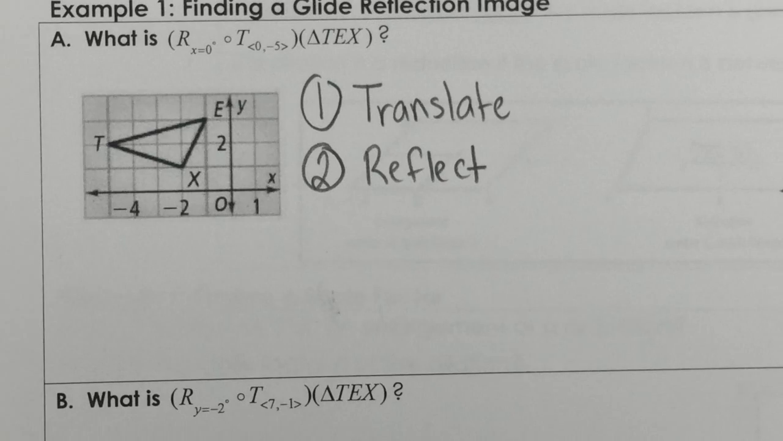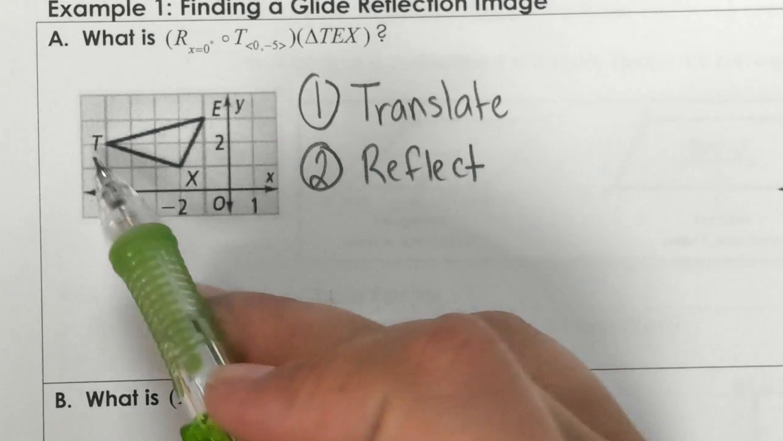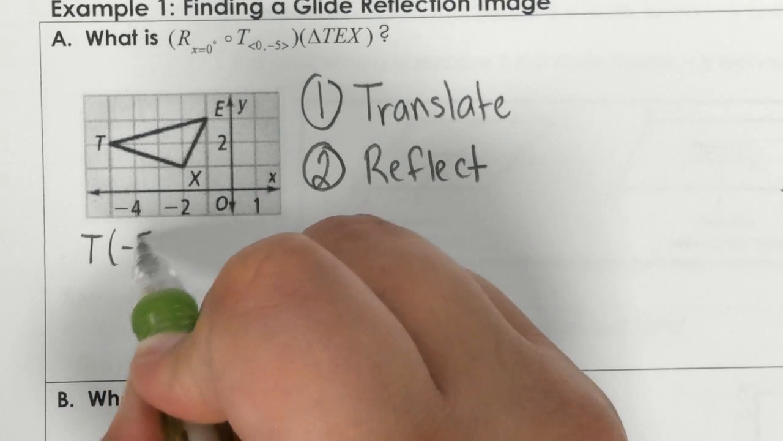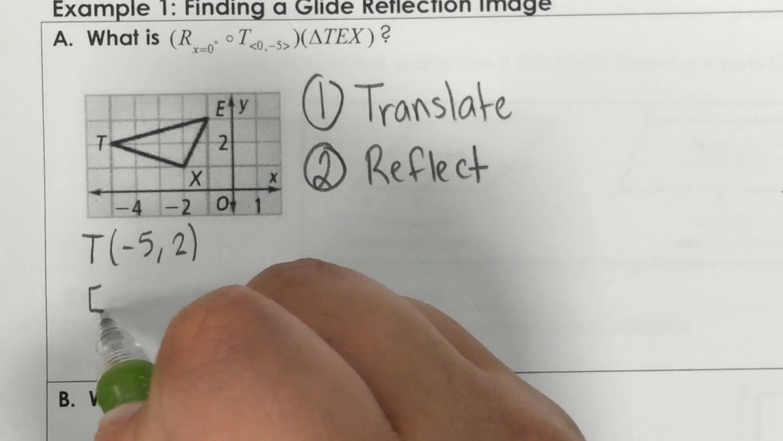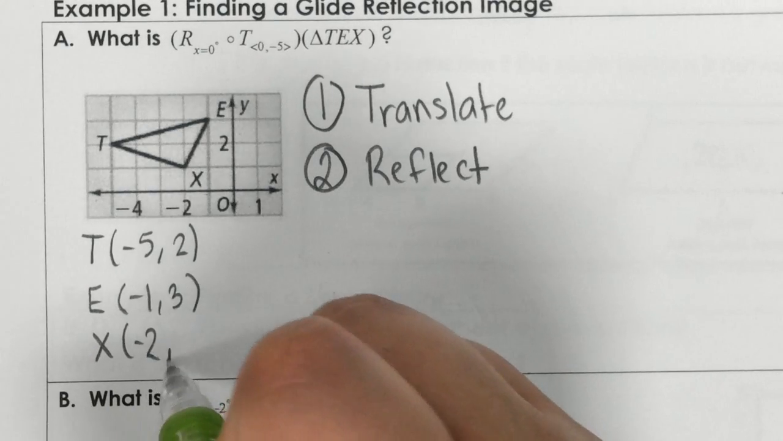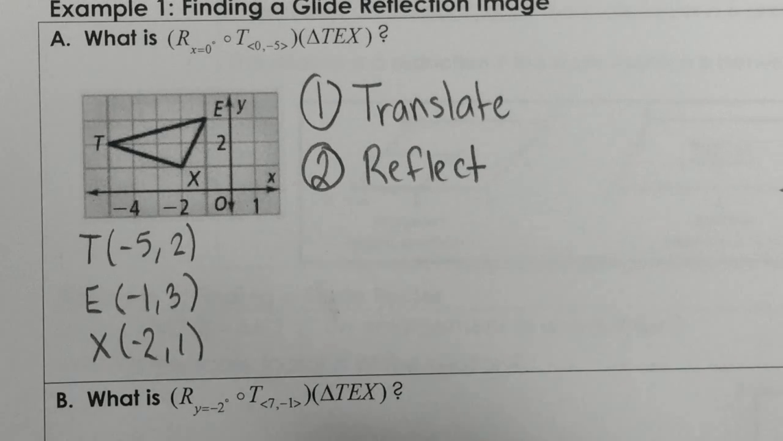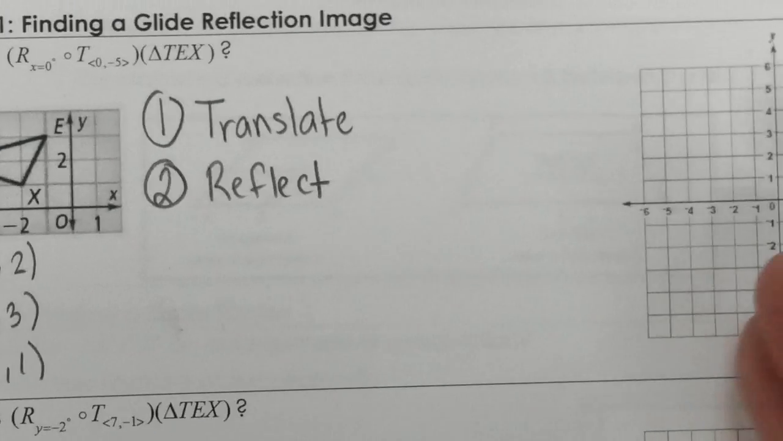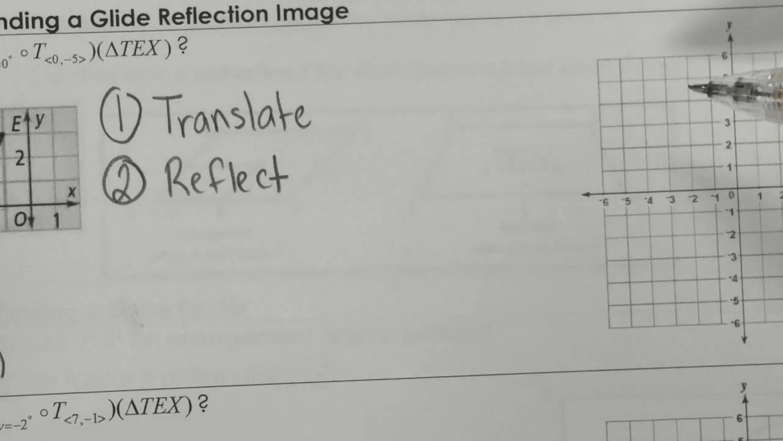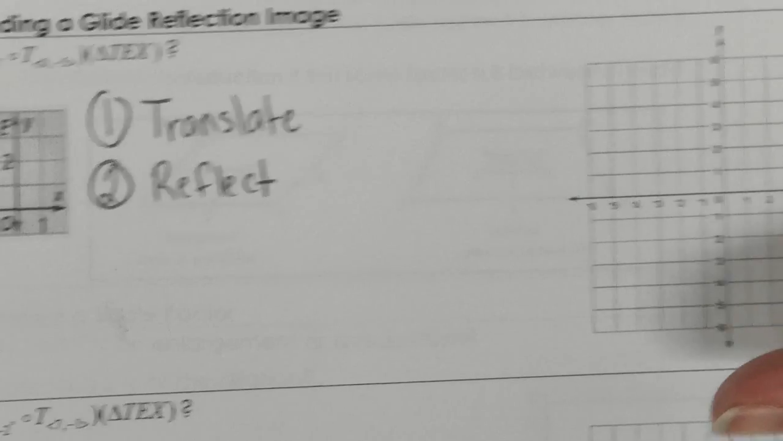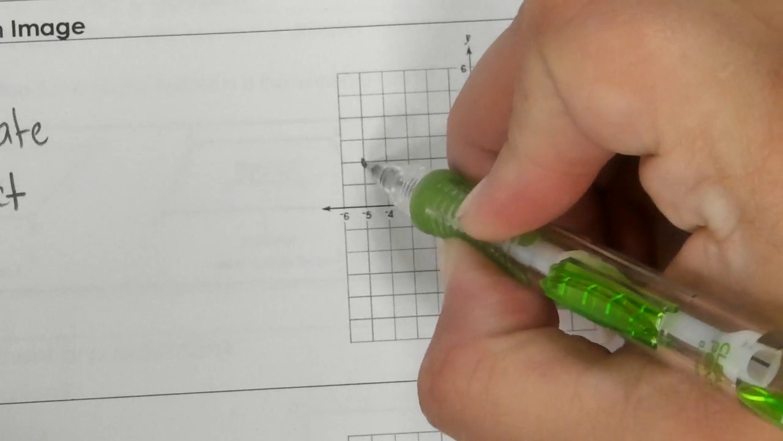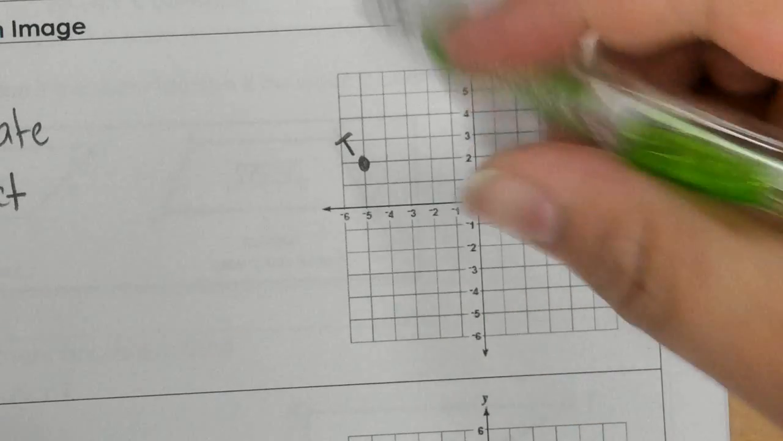Okay. Now, first thing I would do is I'd go through and I'd figure out my points for T, E, X. So for T, I have negative 5, 2, E, negative 1, 3, and X, negative 2, 1. And since I already know that, I'm going to go ahead and graph that on the graph over here, because that graph I'm going to end up translating and then I'm going to reflect. So, over here, go ahead and graph TEX. Make sure you label.